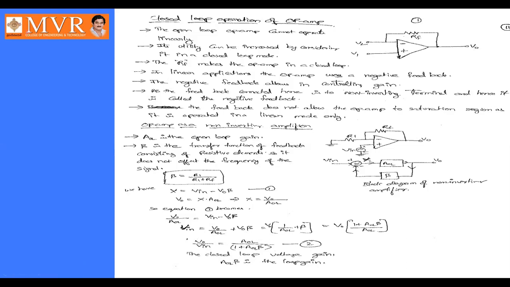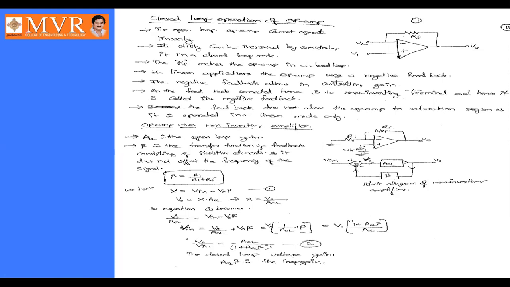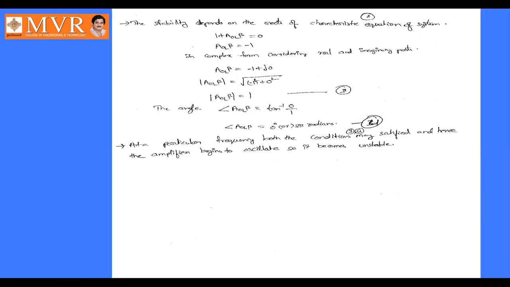In this closed loop voltage gain, you can observe that in the denominator we have 1 plus AOL into beta, and here AOL into beta is the loop gain. The stability mainly depends upon the roots of the characteristic equation. Here the characteristic equation is 1 plus AOL into beta equal to 0. Then AOL into beta, the loop gain, is equal to minus 1.